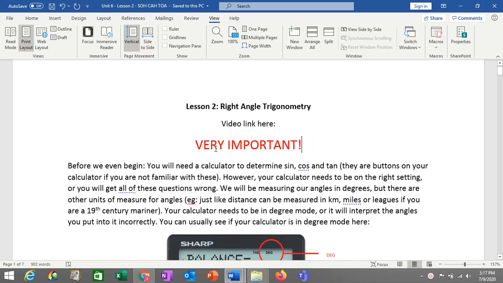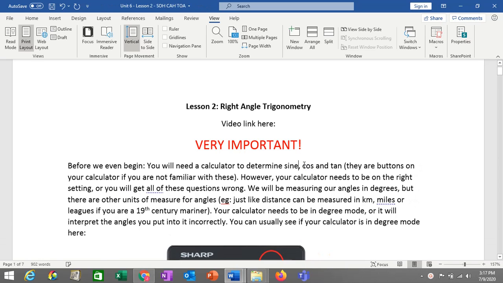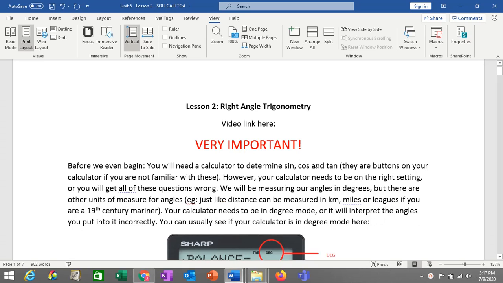If you don't do this, you could end up losing a lot of marks. So we're going to be working with sine, cosine, and tan. Sine is S-I-N-E, but on a calculator it's usually written as sin. Cosine is C-O-S-I-N-E, but on a calculator it's usually cos. And tangent is usually just tan on your calculator.